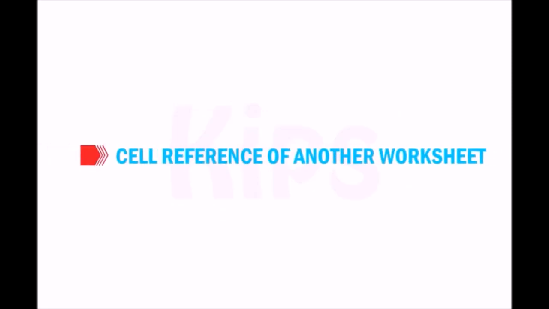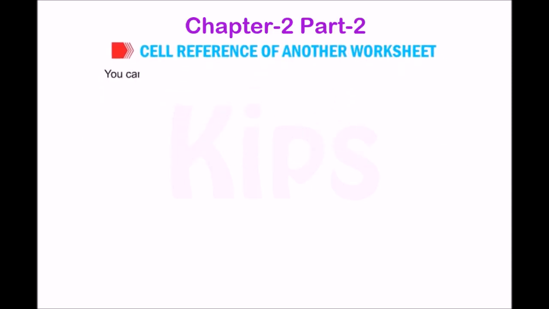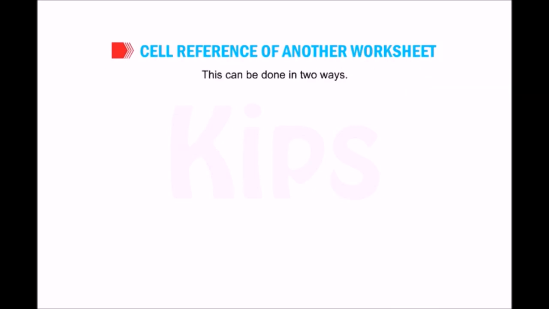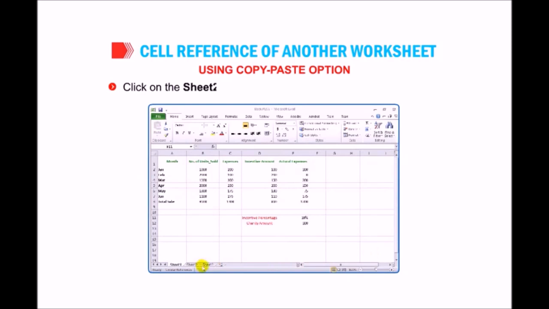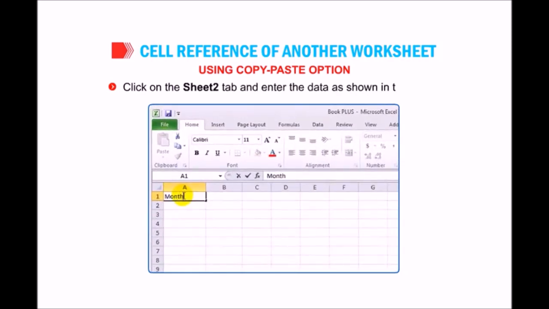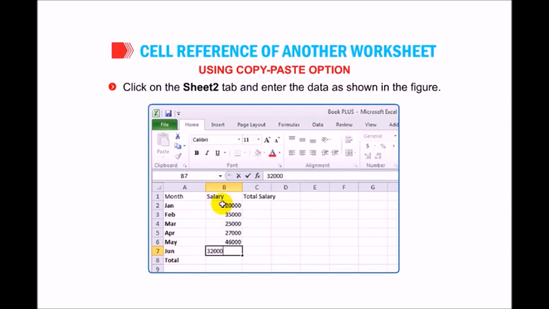Let us now find out how to use the cell reference of another worksheet. You can use the cell reference of one worksheet in another worksheet. This can be done in 2 ways. The first is by using the copy-paste option. Click on the Sheet 2 tab and enter the data as shown in the figure.